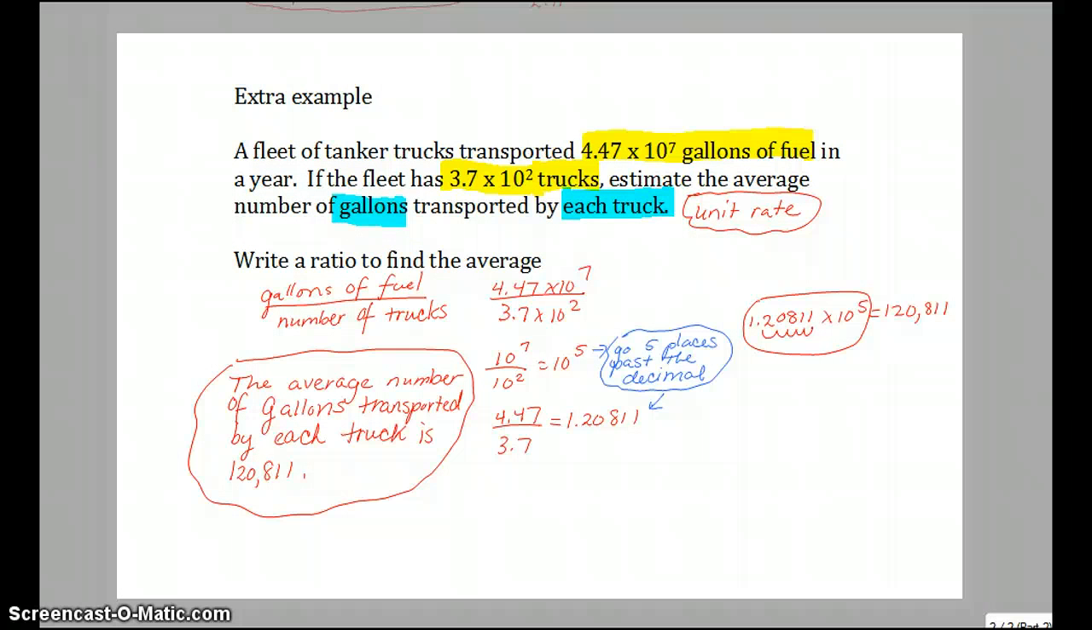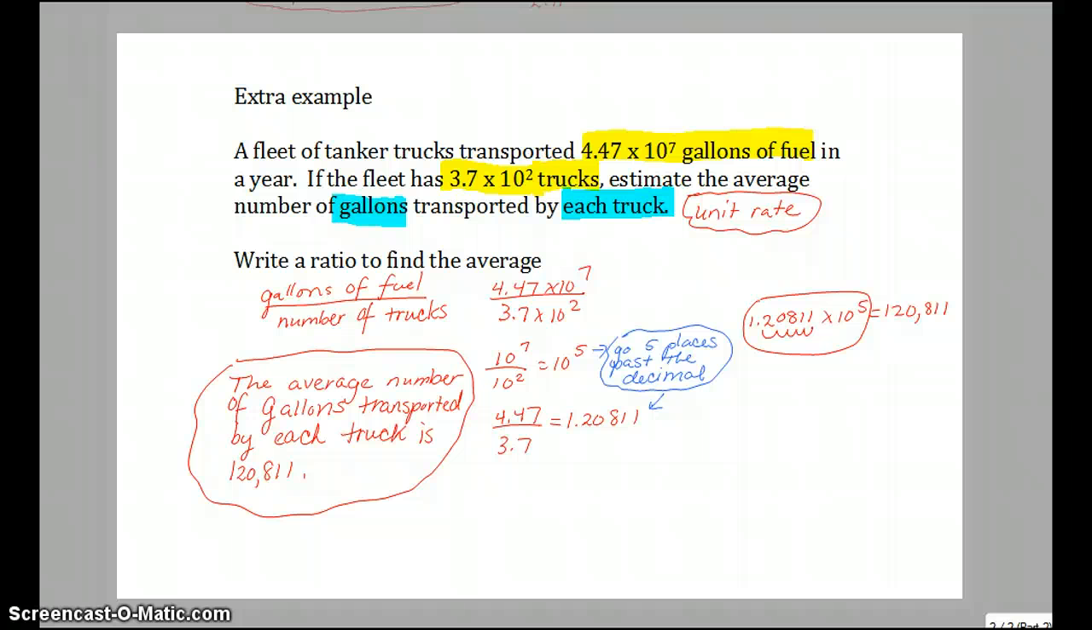Okay, hopefully you used a simpler example. For instance, if you had 2 trucks and 100 gallons of fuel, you would take 100 gallons of fuel divided by 2 trucks, which is 50 gallons. So you take gallons of fuel divided by number of trucks, which means you have 4.47 times 10 to the 7th divided by 3.7 times 10 to the 2nd. I would start with the simpler, the 10 to the 7th over 10 to the 2nd, which is the quotient of a power property. You have 7 tens in the numerator and 2 tens in the denominator, which leaves you with 5 tens in the numerator, 10 to the 5th.